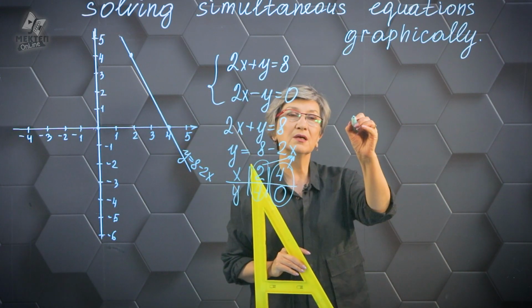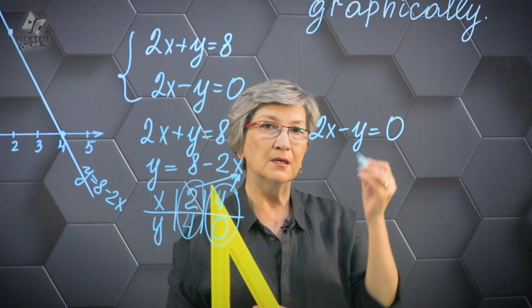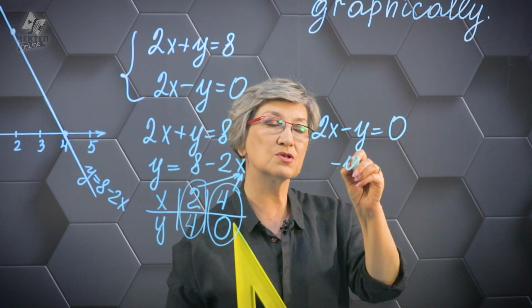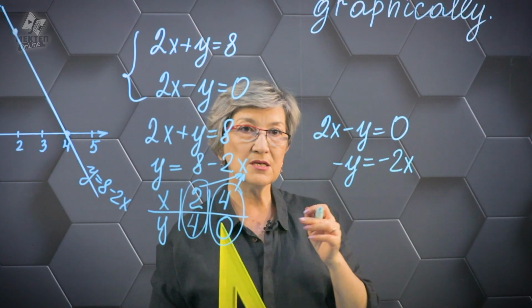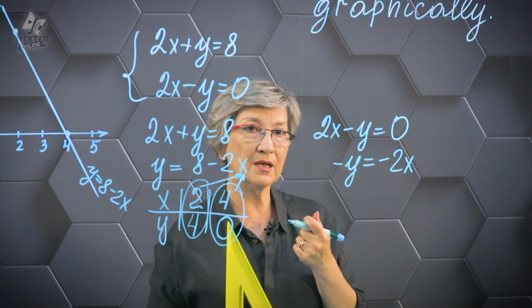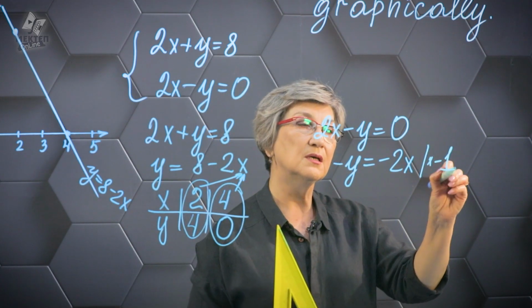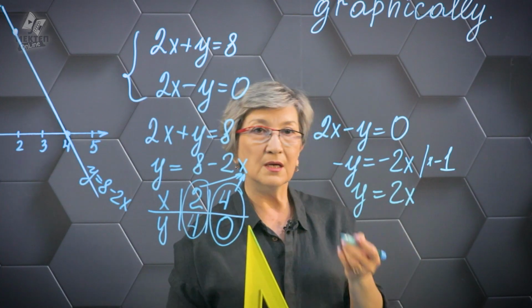The second function is 2x minus y equals 0. We need to express the variable y. Let's write it down. Minus y equals minus 2x. To get rid of the negative sign of y, we will multiply by minus 1, and as a result, we will have y equals 2x.